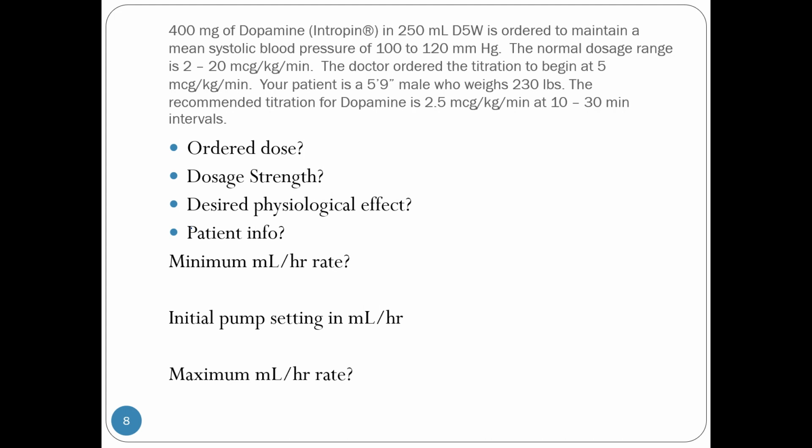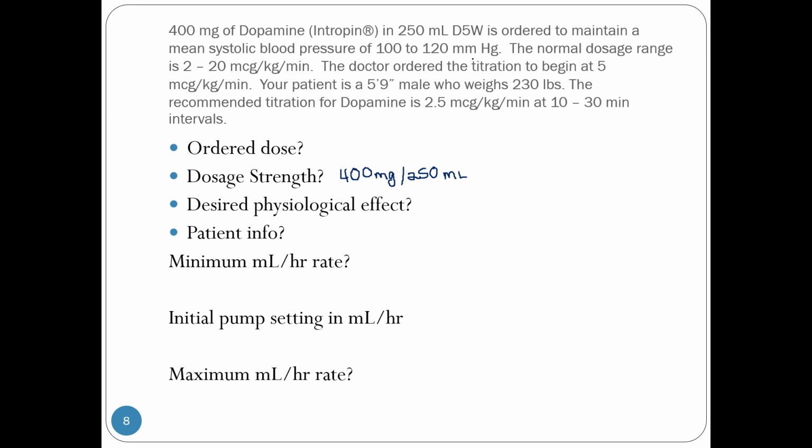So first I read 400 milligrams of dopamine in 250 milliliters of D5W is ordered. Immediately, I recognize that first information as the dosage strength. So that is telling me there are 400 milligrams in my IV bag. There are 250 milliliters in my IV bag. So I am jotting that information down.